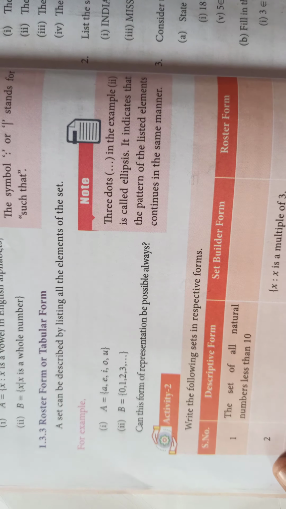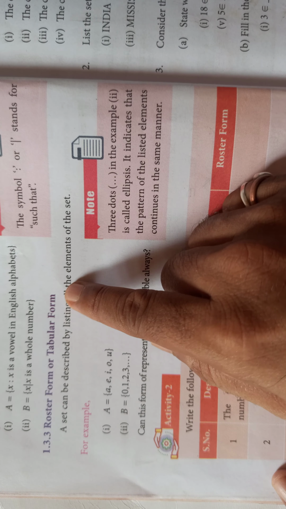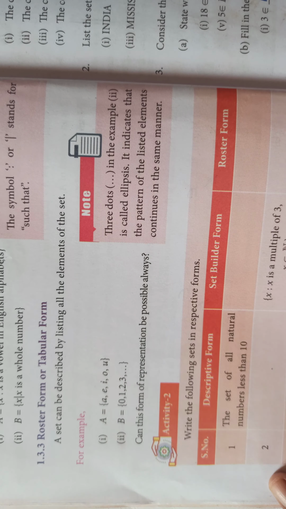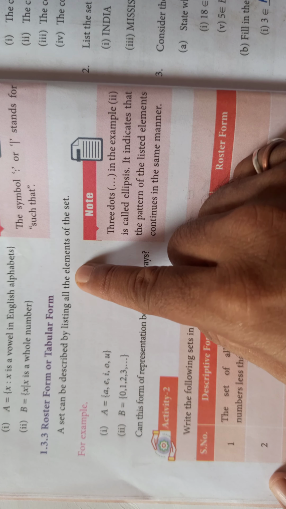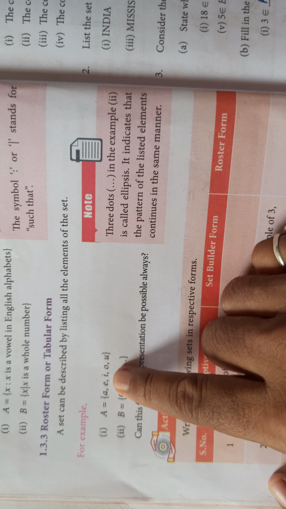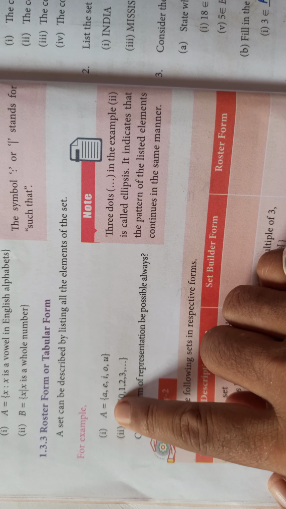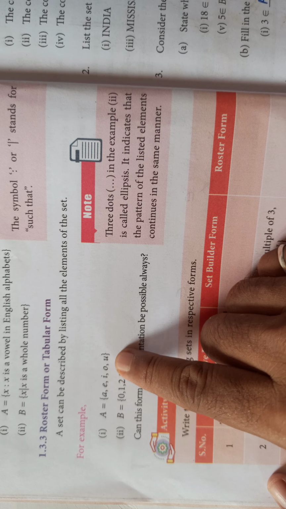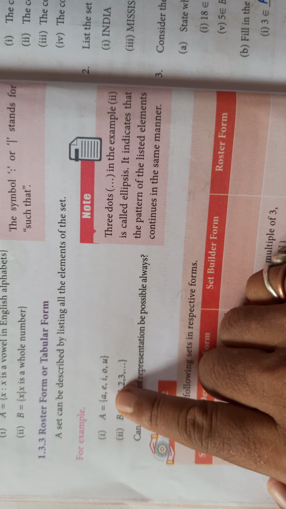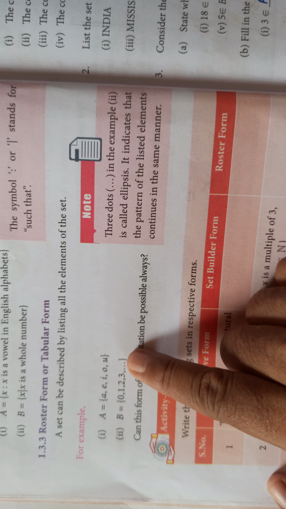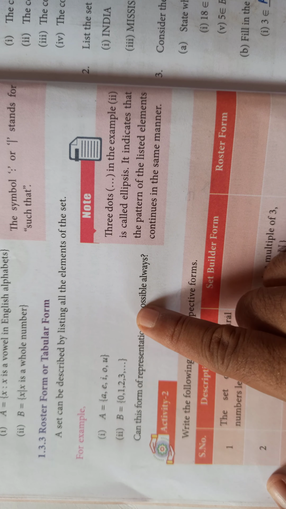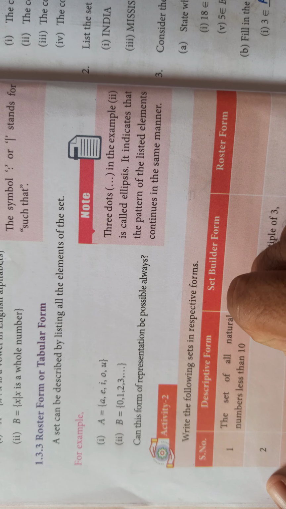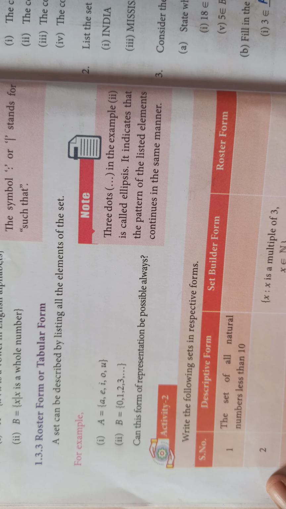Then we come to roster form. In roster form, we write all the elements. A is a set, and the elements are A, E, I, O, U. The set can be described by listing all the elements in the set. Here we list all the elements A, E, I, O, U. We know that there are only 5 elements, so we write this as A, E, I, O, U. But for whole numbers there are so many numbers: 0, 1, 2, 3. We will not write all the numbers here; we will represent them by dots.